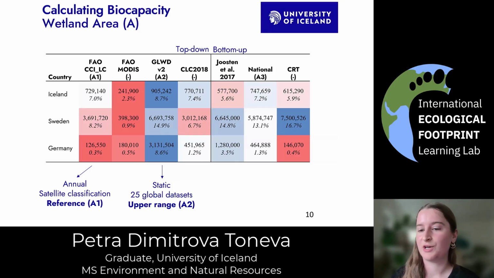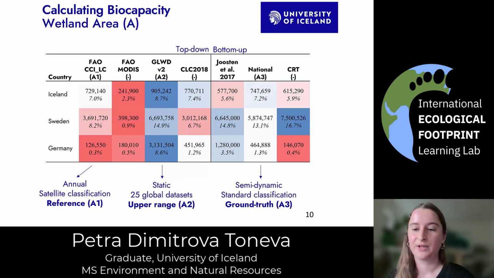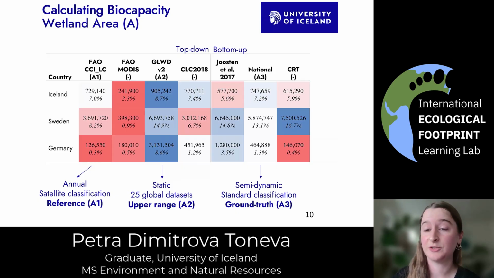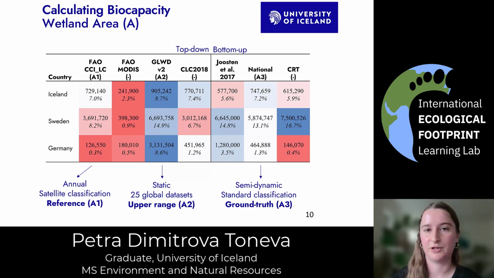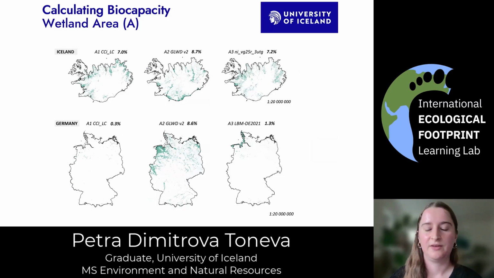And then I also used a national dataset. And these are usually semi-dynamic, so they're updated once every few years by national authorities, and they're also usually based on a standard classification. And that can be treated more as the ground truth, and usually is the highest resolution data available. And I also mapped these different data sets just to see how the wetland area distribution looks.